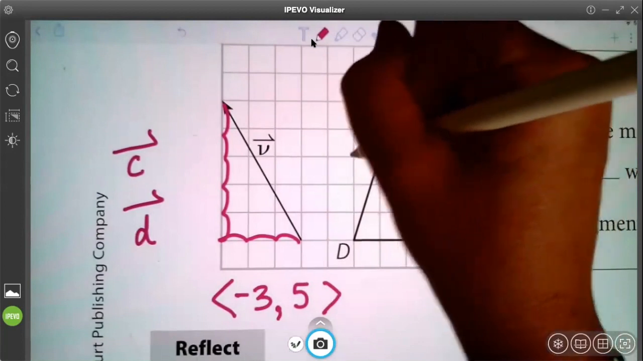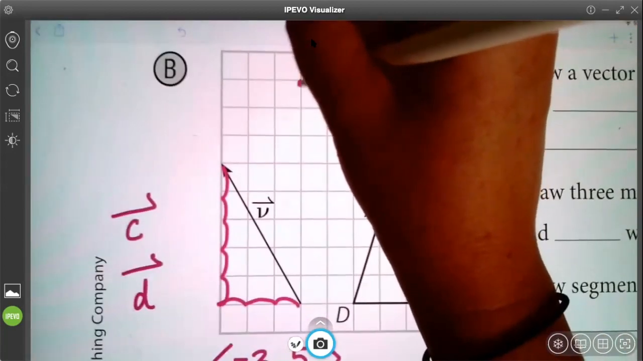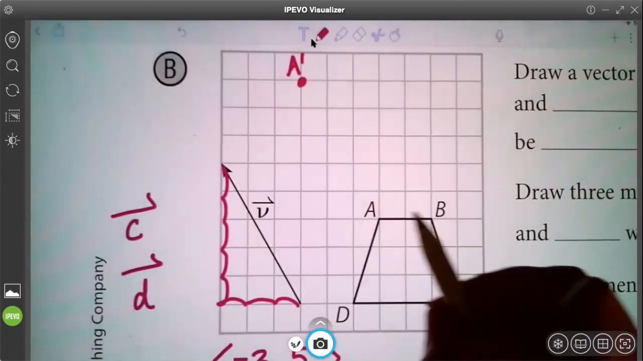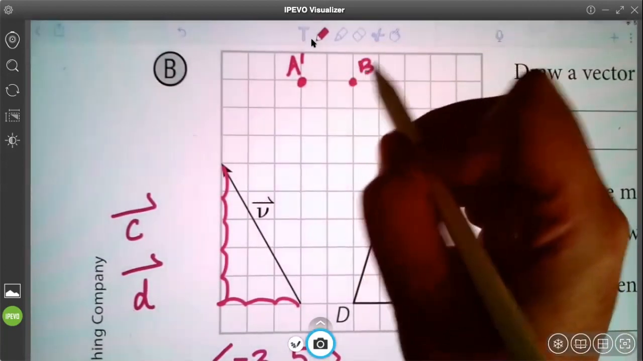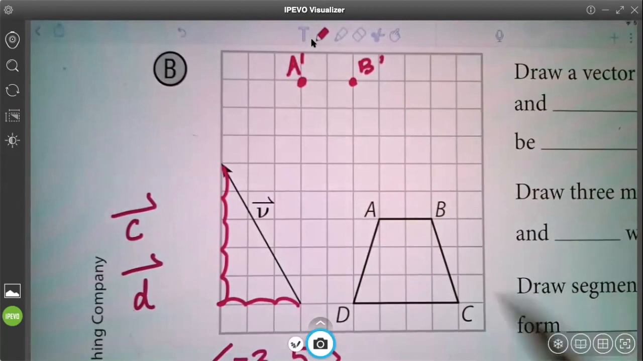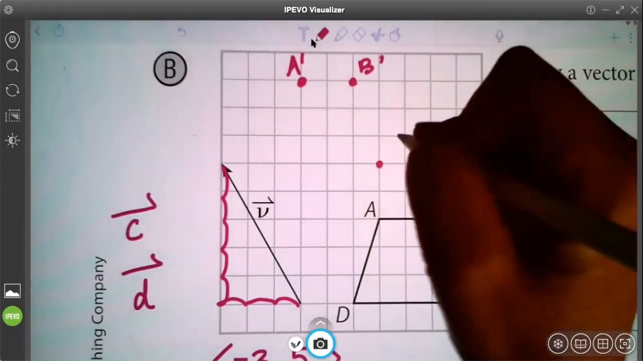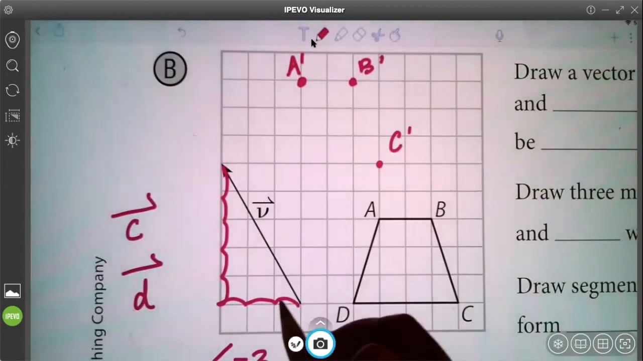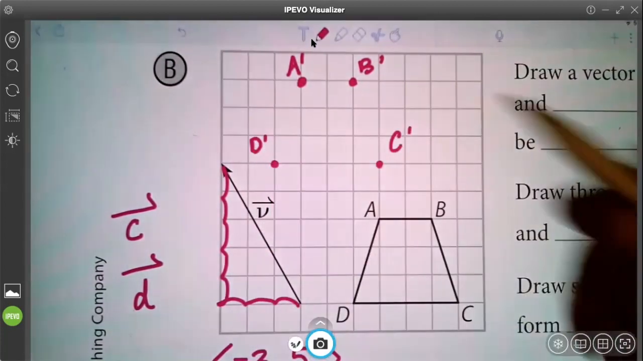So left 3, had to scroll up, there it is, A prime. B to B prime, left 3, and up 5. That's the neighbor's dog, good times. From C to C prime, we still go left 3 and up 5. This is now C prime. From D, we go left 3 and up 5, and we have D prime.